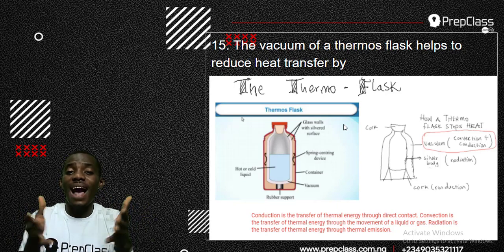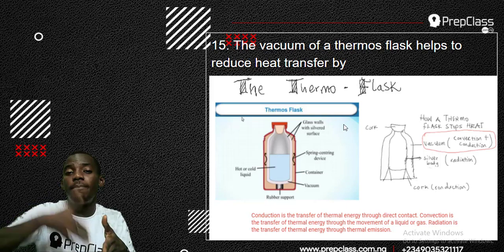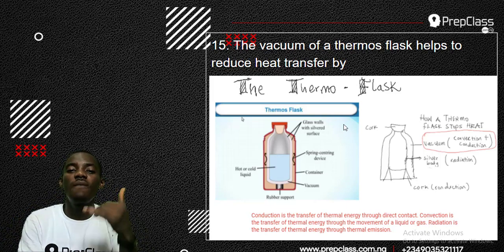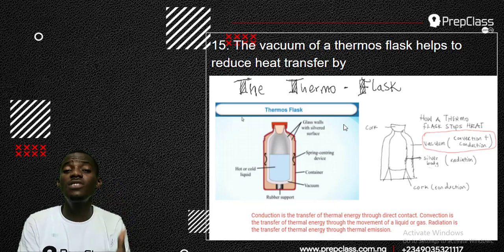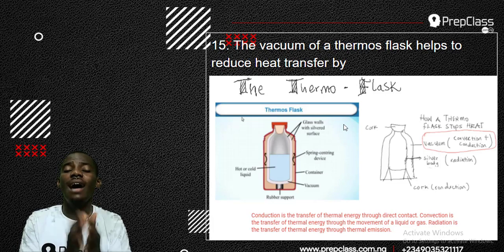Now we all have flasks at home, and those flasks have vacuum. That means empty space inside the body of the flask. Now, what's the function of the empty space? It is simply to reduce heat loss by convection and conduction. Now, don't forget that, it's very important. The function of that space is to reduce heat loss by convection and conduction.